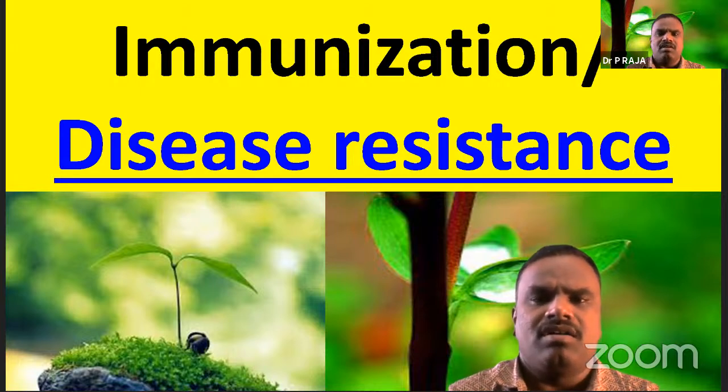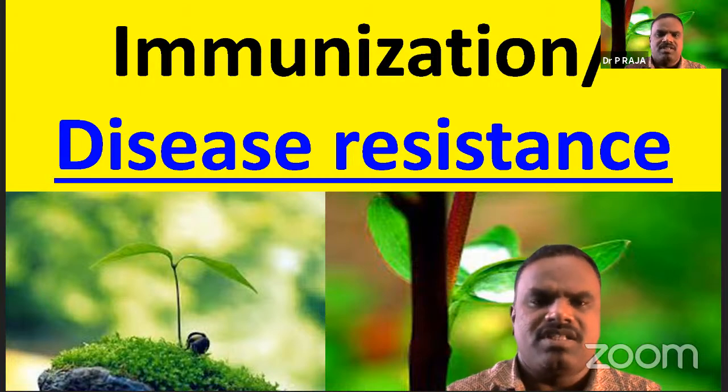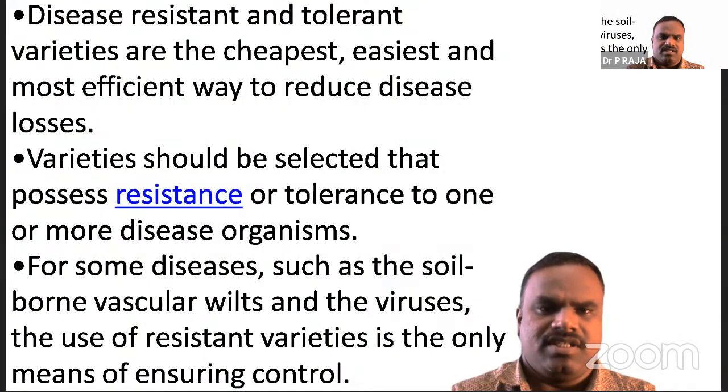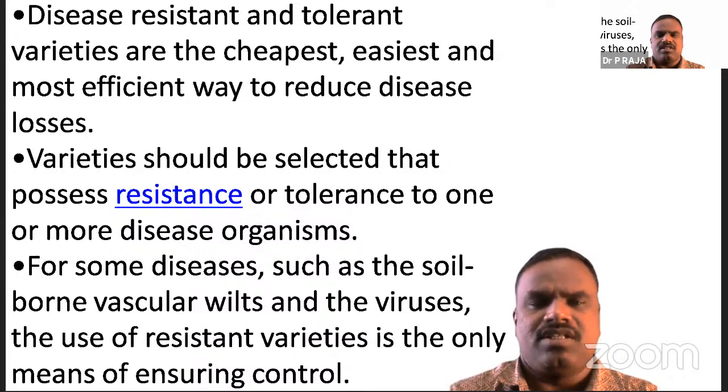See, some of them are naturally resistant, which is there on the trees, inbuilt resistance, structural disease resistance, like structural components such as spines, hairs and wax coating, and internal ones like a thick cell wall and so on. These we call immunization or disease resistance. Sometimes disease resistant and tolerant varieties are the cheapest, easiest and most efficient way to reduce disease losses.